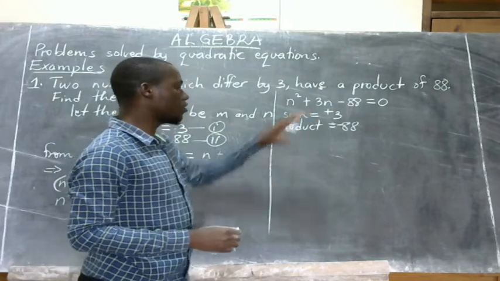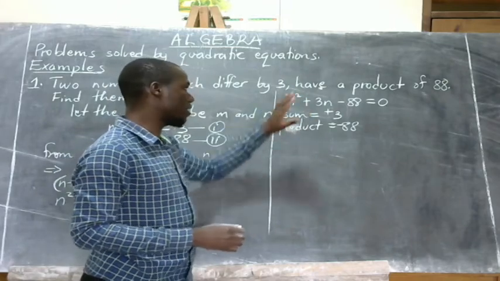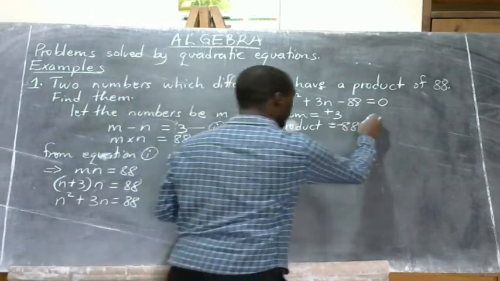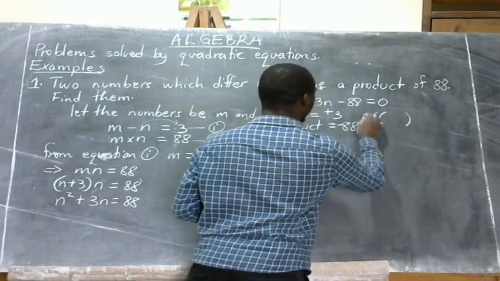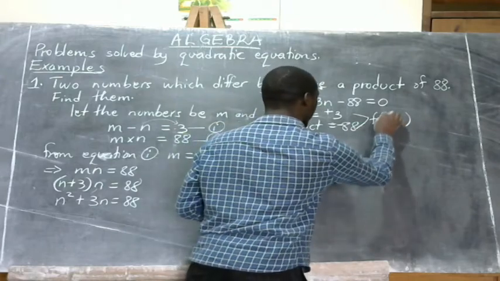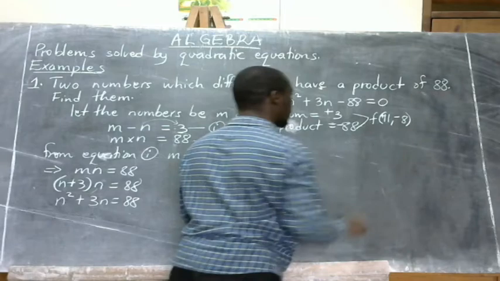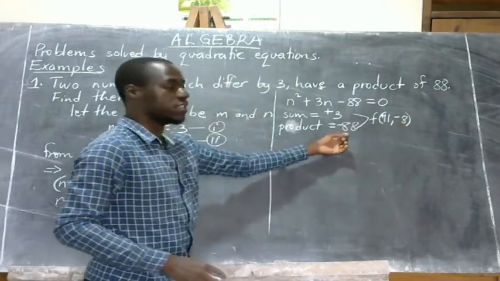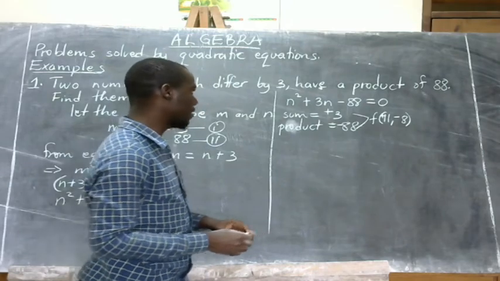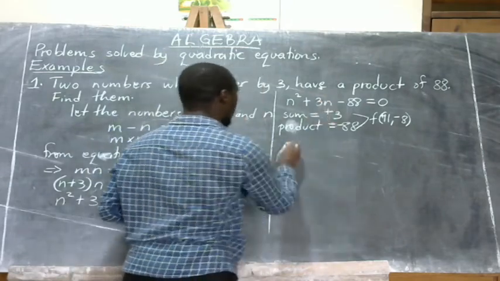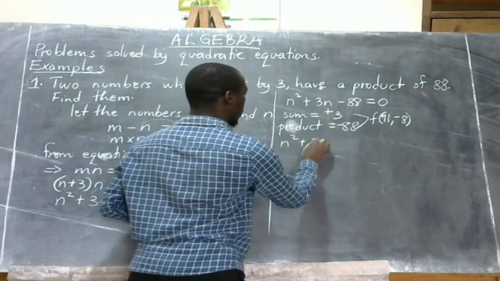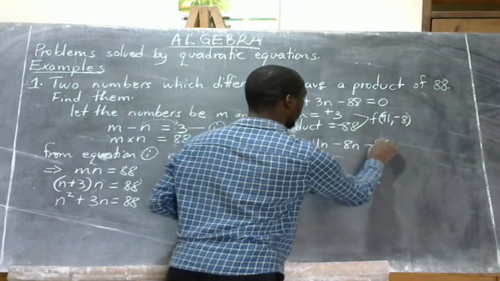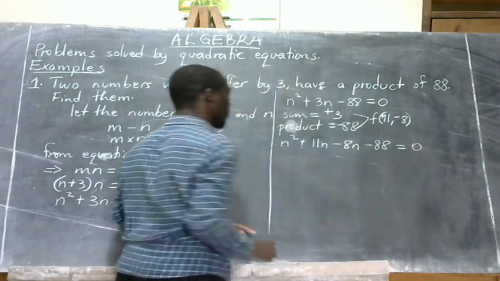Now I'm going to be somehow speedy because we did the solving of quadratic equations. So the factors there, we have positive 11 and negative 8. When you add them, they give you positive 3. When you multiply them, they give you negative 88. So I'm going to substitute them here. This is going to be n squared plus 11n minus 8n minus 88 is equal to 0.